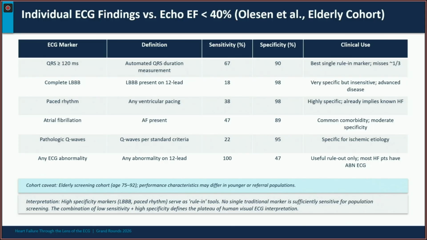So how do traditional markers fare? For instance, our QRS, which is a marker we usually use as an indication for ICD in heart failure, is a highly specific marker and a good marker for rule in, but its sensitivity is not as good. We can see this throughout most of these markers. Most of them are highly specific, but most of them have questionable sensitivities. Now, something interesting here: in this particular study, they found that any ECG abnormality is useful as a rule out for heart failure.